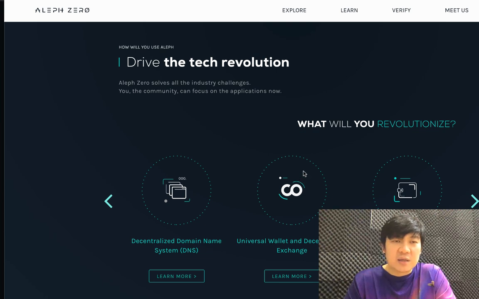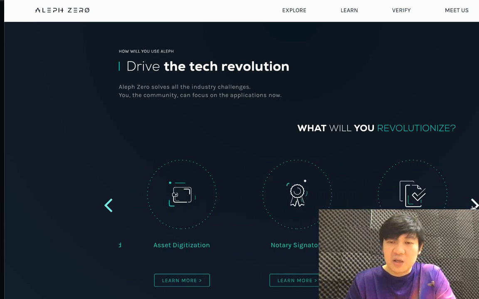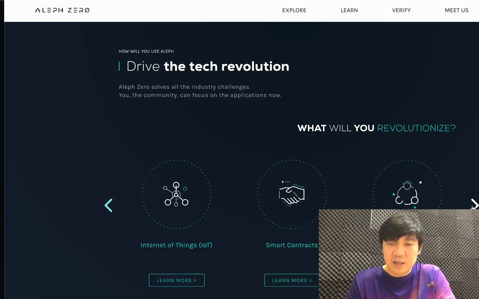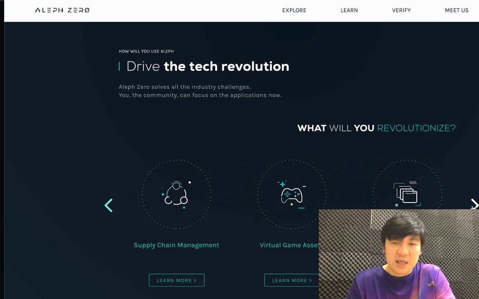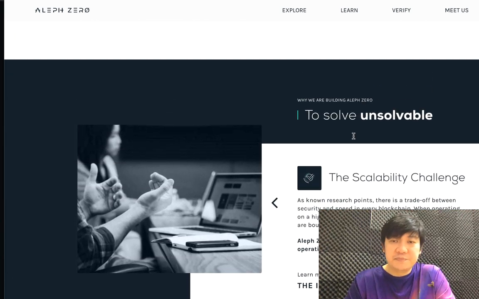Okay, so now these are some of the applications that we can imagine: decentralized DNS, wallet, exchange. So there's a lot of stuff that can be built on top, and I really think that just like any other platform, they would welcome other DApps to build on them.